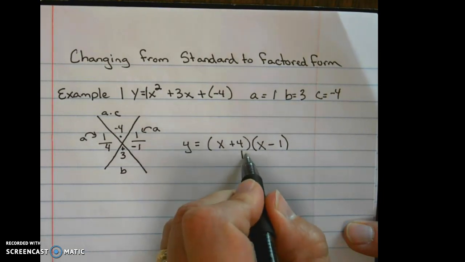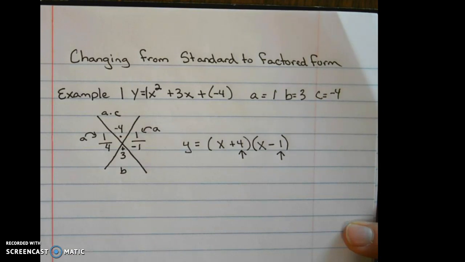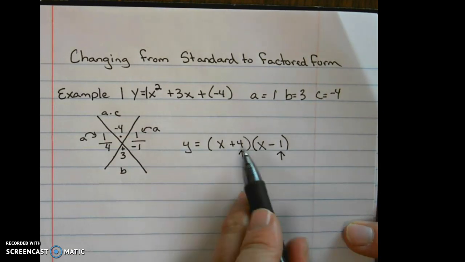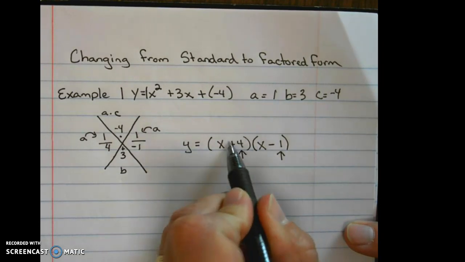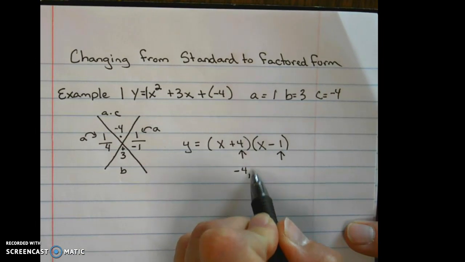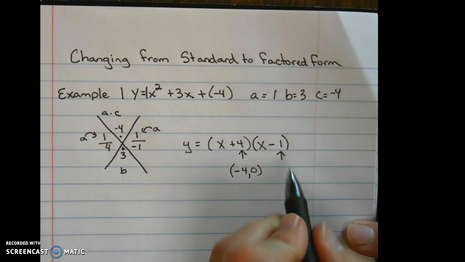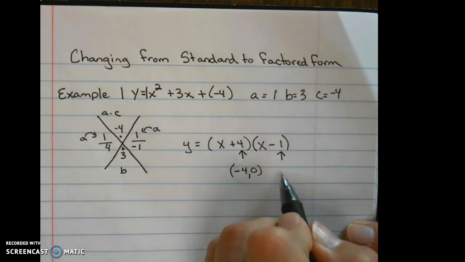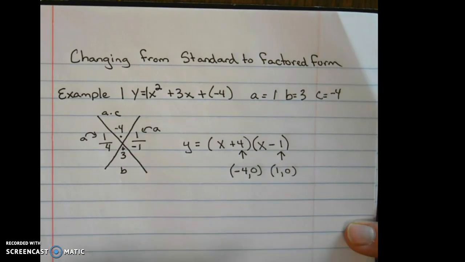Now, why would we want to go to factored form? We would want to go to factored form to get the roots, which are located here and here. So to get the roots, you're going to take the opposite of this number, which is -4. That would represent one of the roots. And the opposite of -1 is +1. And that is the other root.